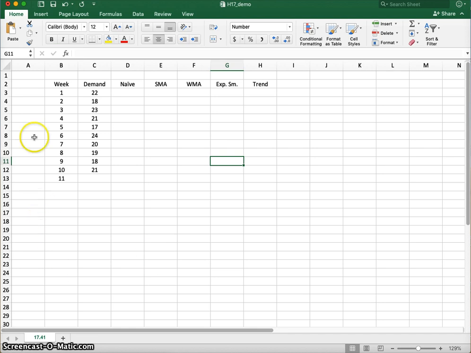A time series is just the passage of time and something that happened during the passage of time. So in this particular case, we have demand for a particular brand of automatic dishwasher. So this is demand for the dishwasher, and this is weekly. This is what's happened in the past. That's why we call this a time series. So this whole thing right here is a time series. Okay, this is the week, this is the demand.